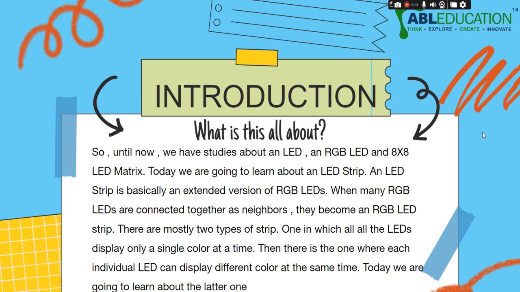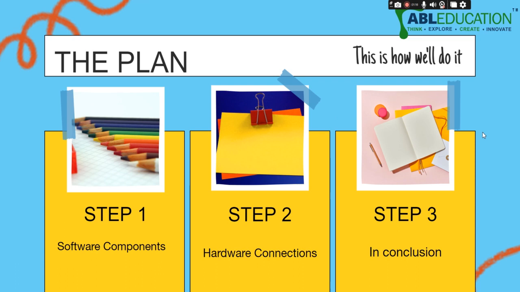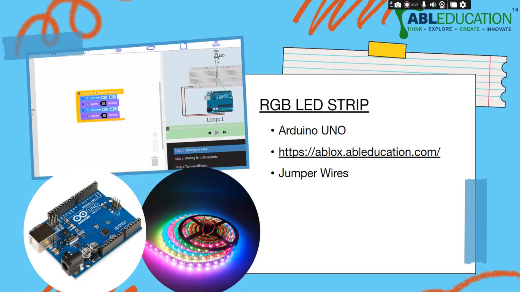Okay, so let's move forward. We will be requiring three steps, that is software components, hardware components and the conclusion. So the components required, as you all know, are an RGB LED strip, Arduino Uno, jumper wires, okay, and we are going to use the A blocks website as well, because you just have to place the blocks of code and it will automatically generate the circuit for you.